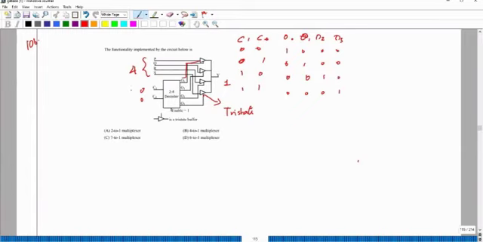If it is 01, what happened? O1 is selected, O1 gets selected and Q will reach the Y, right? If it is 10, O2 gets selected, and because O2 value is 1 here, okay, so R will reach the output. So this is actually a 4:1 mux. Okay.